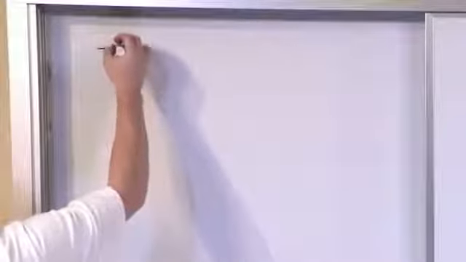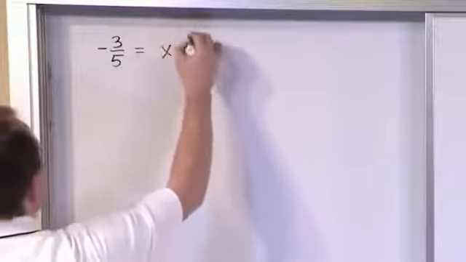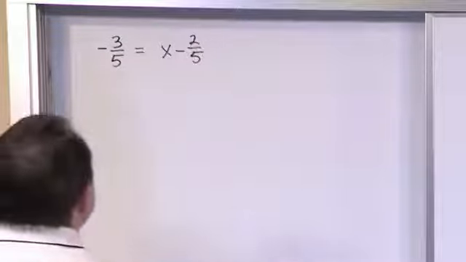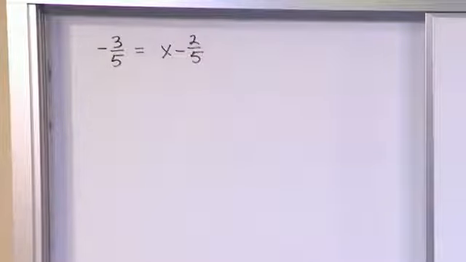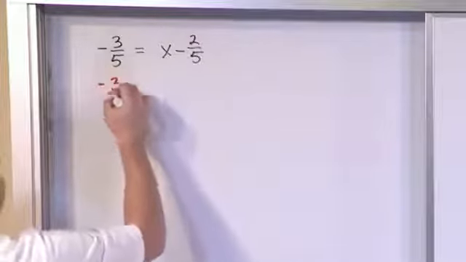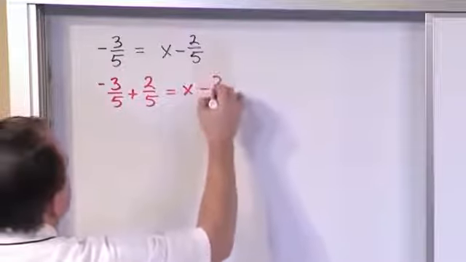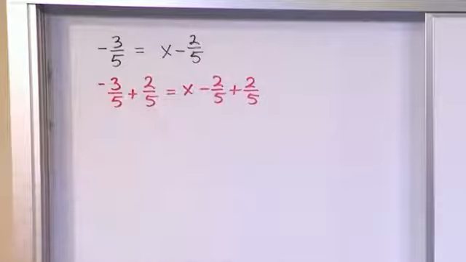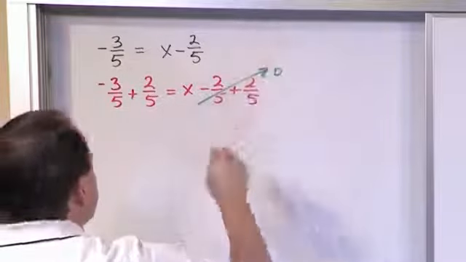So what if we have negative 3/5 is equal to x minus 2/5? So again, we're trying to get x by itself. On the right-hand side, we have minus 2/5. We have to add 2/5 to both sides to clean this out over here. So on the left, we'll have negative 3/5, we're adding 2/5 to the left, and we're adding 2/5 to the right. We're doing the opposite of subtraction. We're doing addition to get rid of it. And the reason we're doing that is because this is going to disappear. It's going to go to 0.